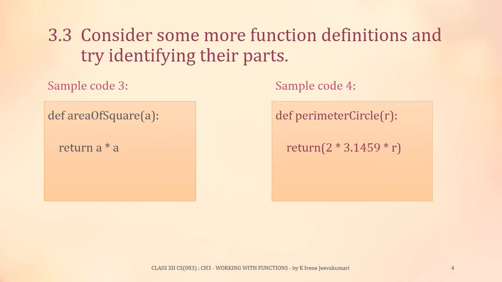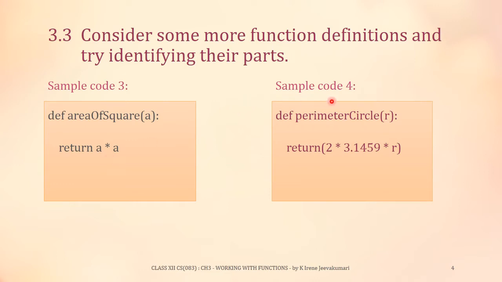Let us consider some more function definitions and try identifying their parts. Sample code 3 starts with the keyword def, followed by the name of the function, area of square. Within parenthesis, it has a parameter, and at the end, it has a colon. So the function header is perfectly done here. And it has a body. In that body, it has a return statement. The return statement computes the area of a square and returns its value.